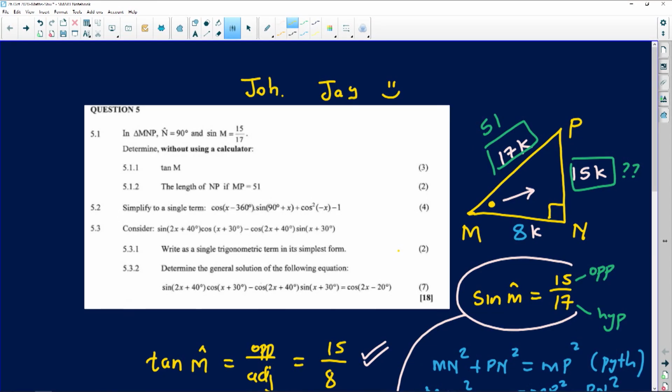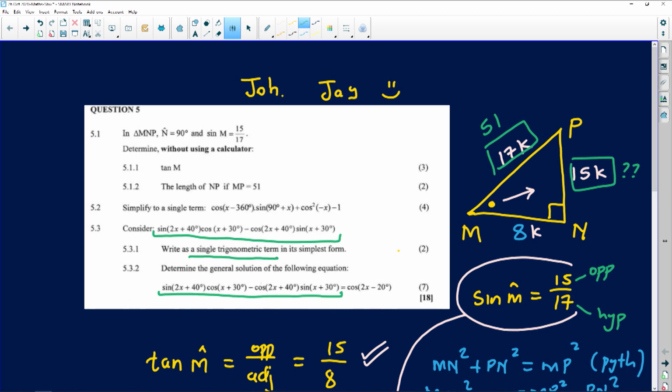Okay, so now we're going to move on to the follow-up question. They say now we need to determine the general solution of this. So I want you to see something here. We just did the simplification that was required, writing this as a single trig term. Now we need to find a general solution of the following equation. If you look at it, the stuff on the left here is exactly what we began with. It's a follow-up question from what we started with.